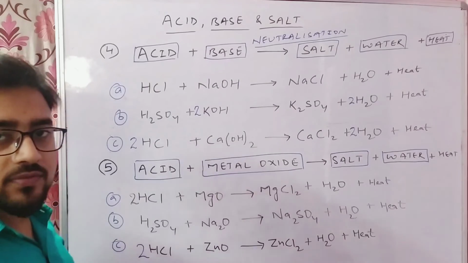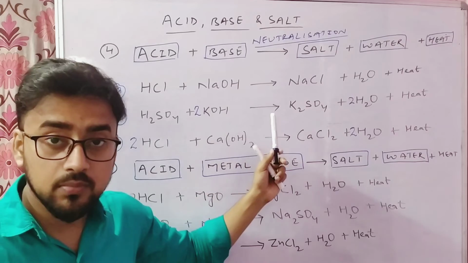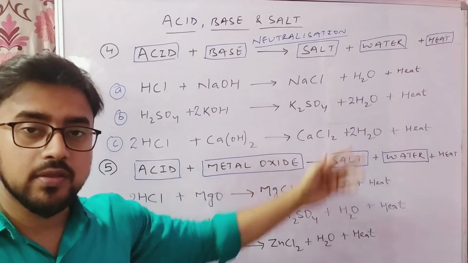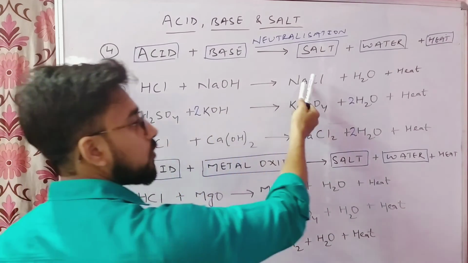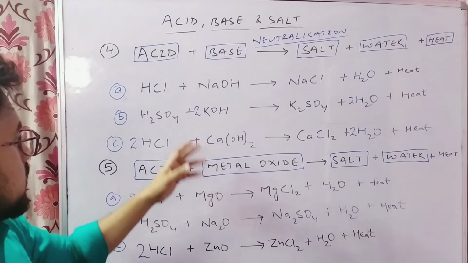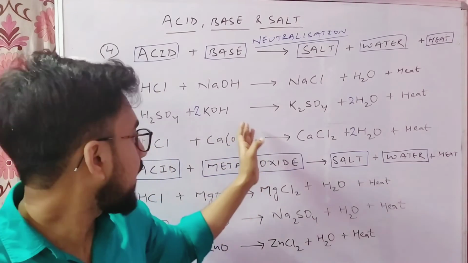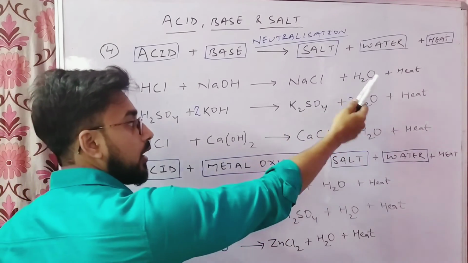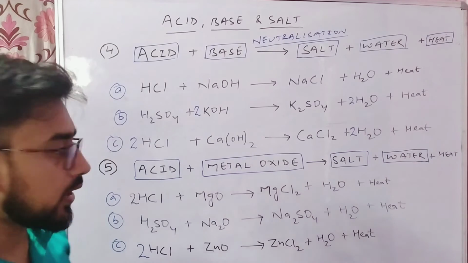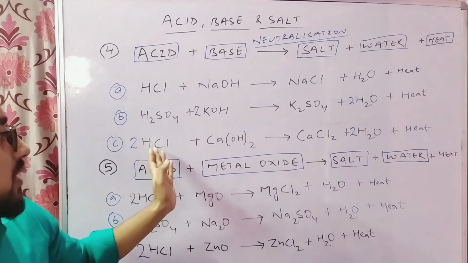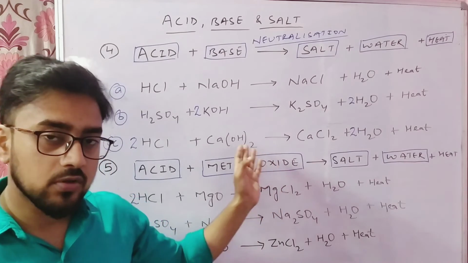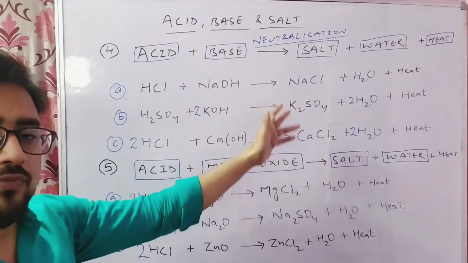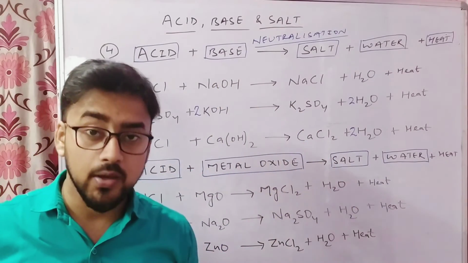There are many examples we can see here, like hydrochloric acid. When reacted with sodium hydroxide, it forms sodium chloride plus H2O and heat. So this is acid, this is base, and this is salt and water. This is edible salt. Similarly, when sulfuric acid H2SO4 reacts with potassium hydroxide, which is a base, it forms potassium sulfate, H2O and heat. Again, this is a neutralization reaction. When HCl reacts with calcium hydroxide, which is also a base, it will form calcium chloride plus H2O. So these were the examples of neutralization reactions. You can write more examples on your own.